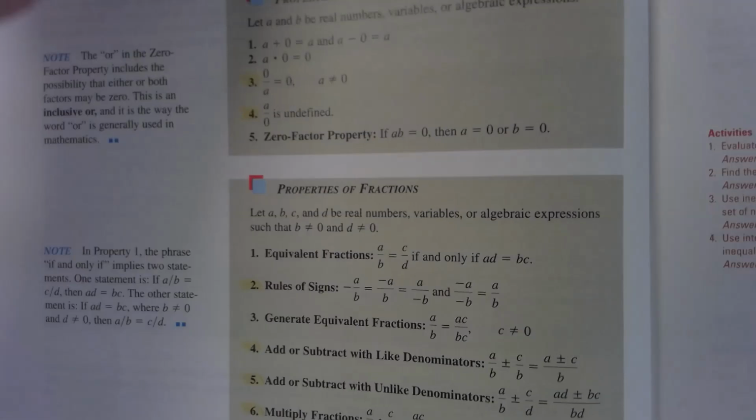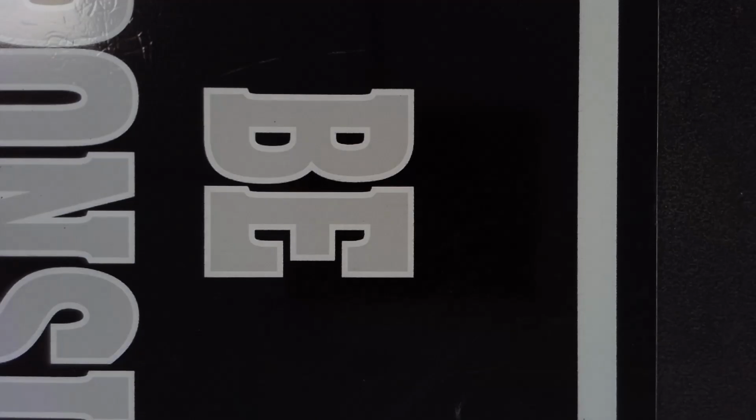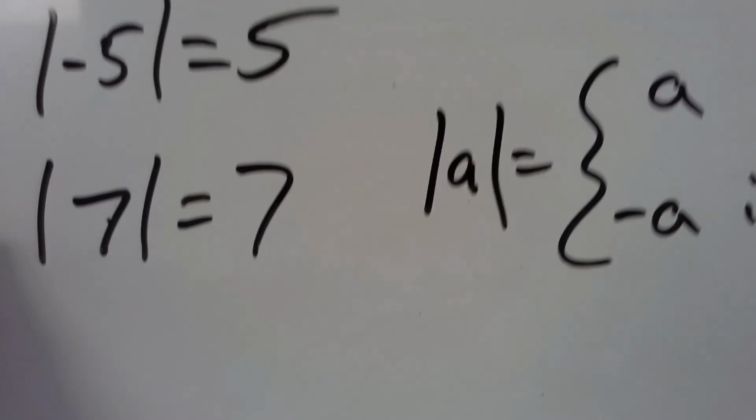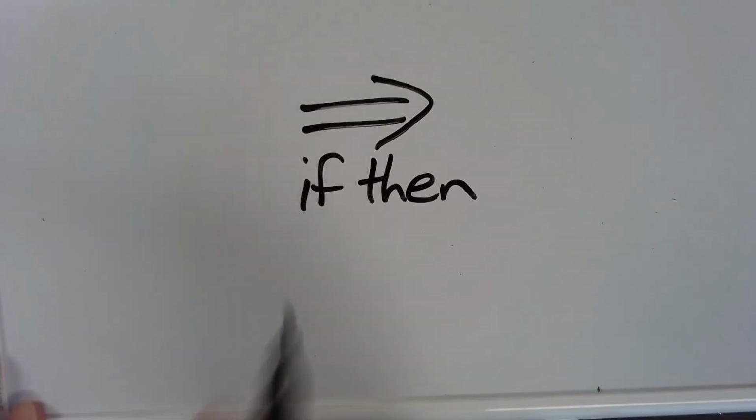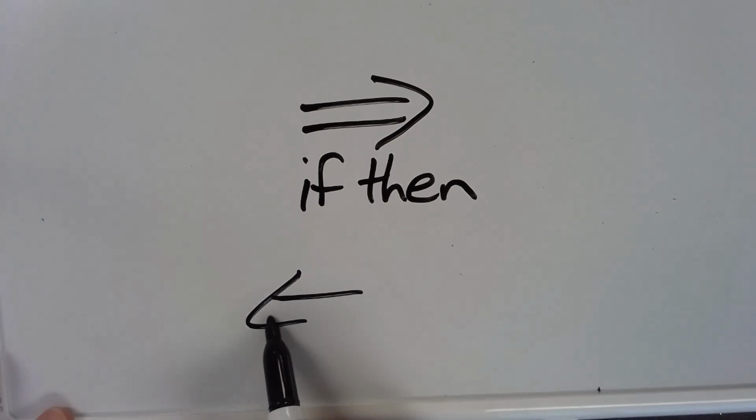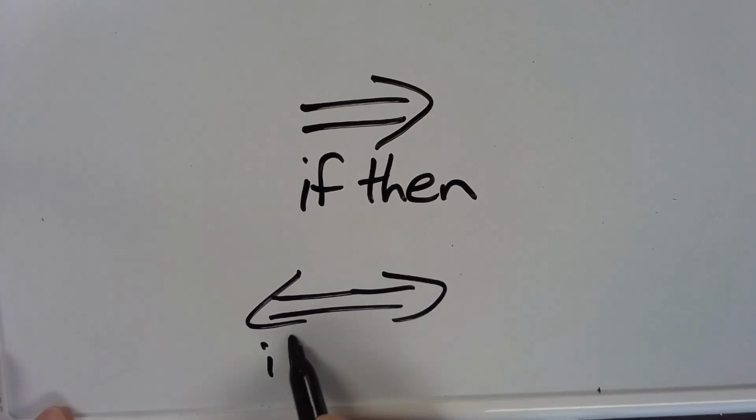Little sidebar real quick. Most likely you've seen this kind of stuff in geometry. But it's true no matter what. Symbols are super cool. Have you guys ever seen this before? Yeah, this is read if then. You go both directions. This is if and only if.